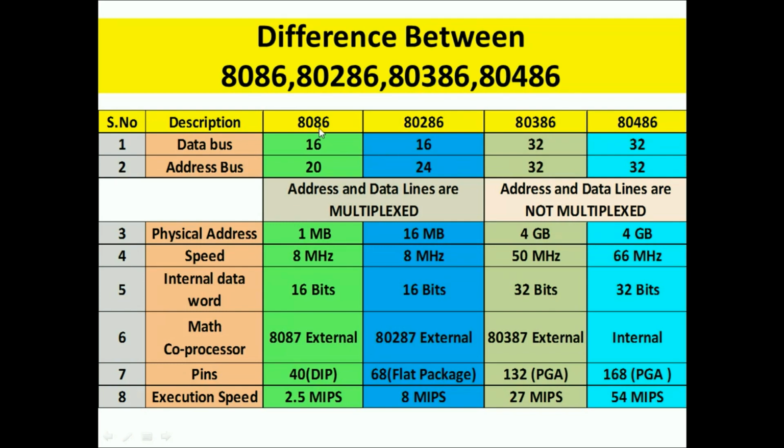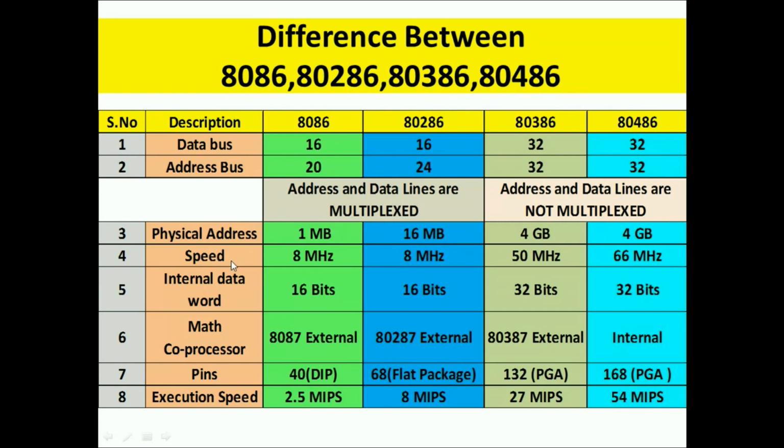For 8086 and 286 microprocessors, the address and data lines are multiplexed, but for 386 and 486 microprocessors, the address and data lines are not multiplexed. And the physical address size for 8086 is 1 MB, for 286 it is 16 MB, for 386 it is 4 GB of memory, and for 486 it is also 4 GB.